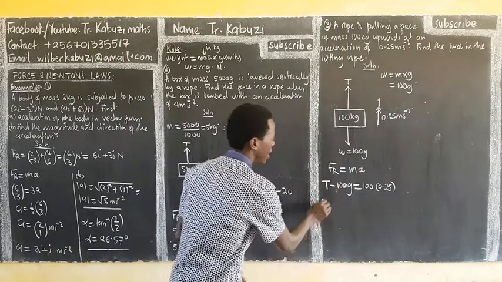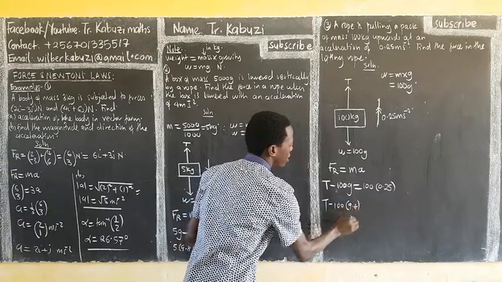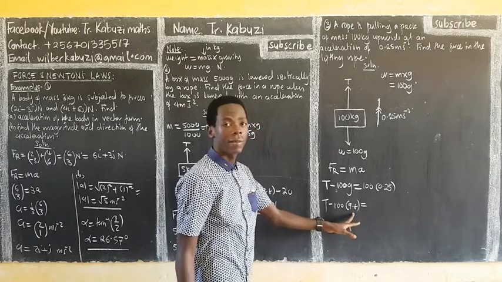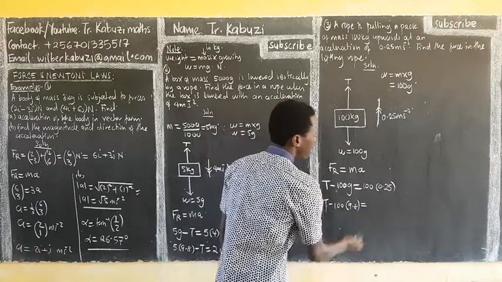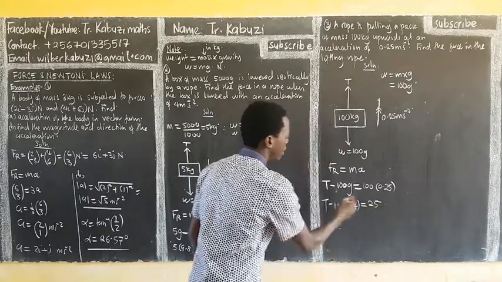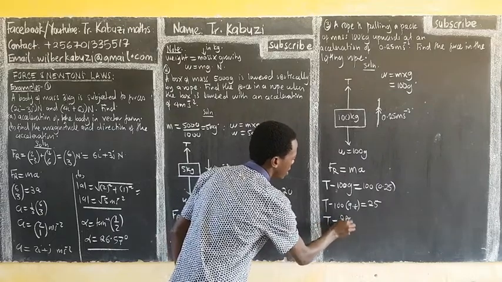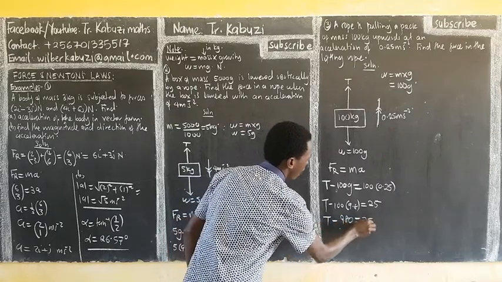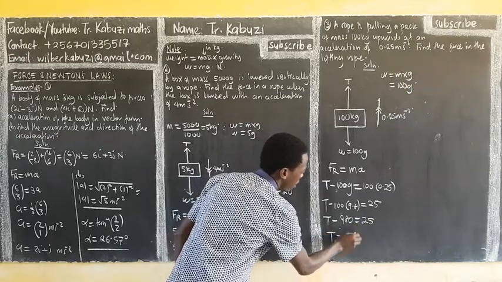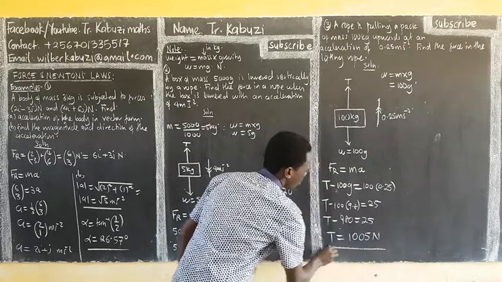Here we say T minus 100 times our gravitational force, which is going to be 9.8 unless the question states otherwise. If it doesn't, take it to be 9.8. Then 100 times 0.25 gives 25. So T minus 980 equals 25. Take this inside, so that our T is going to be 1005 newtons, and that will be the case.